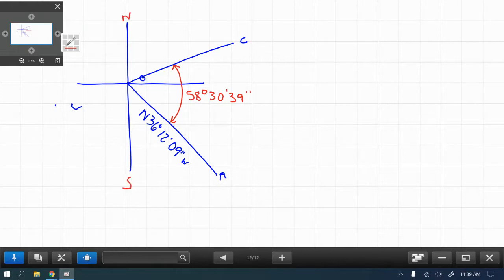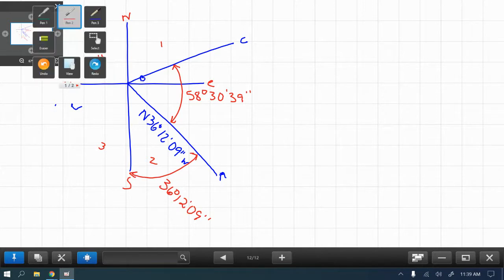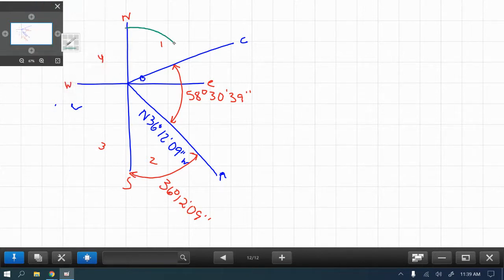North, south, east, west. What quadrant is A to B in? 2. So that means that's 36 degrees, 12 minutes, 9 seconds. What quadrant is B to C in? Okay, so that means the bearing is the angle it makes from the north. So that's what I'm looking for.